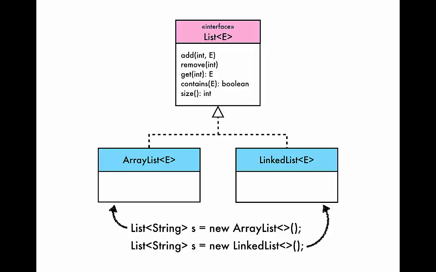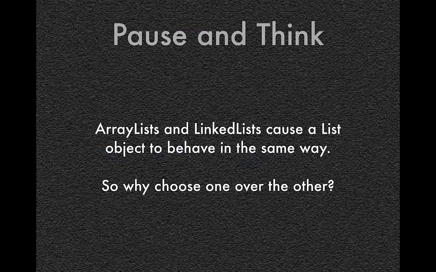So now the big question. If the array list and linked list make the list object behave in the same way, why have two different implementations? Please pause the video and see if you can answer this important question. Ready? Many of you probably know this one already. The answer is that although their functional behavior is the same, their performance behavior is different.